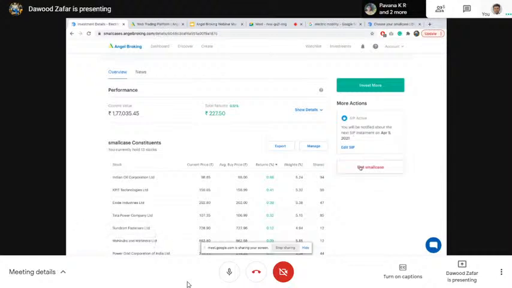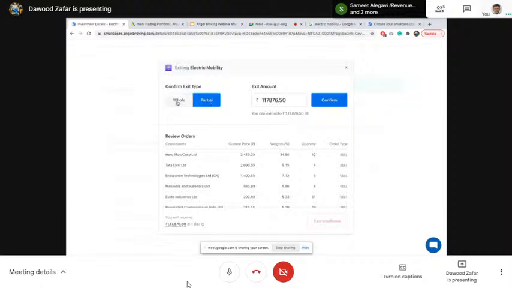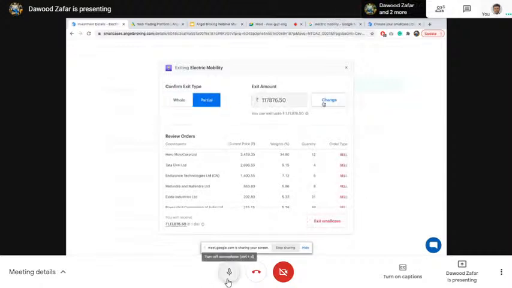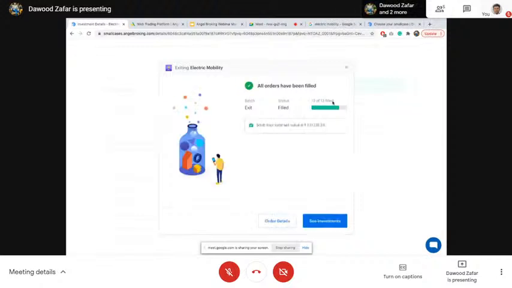Now, if I want to exit a smallcase, I have two options over here, either whole or partial, right? So I can do both. So there is an option for this as well. If I don't want to exit completely from that smallcase, just because I need some money, I can exit from this smallcase partially as well. So in one click, I'm executing 13 stocks. So it's done.